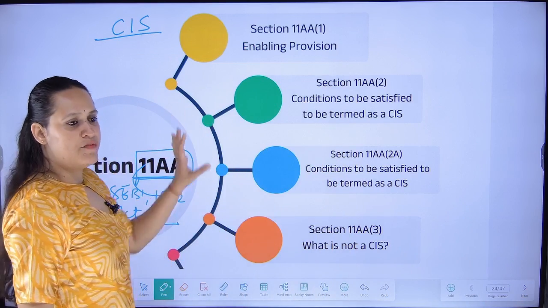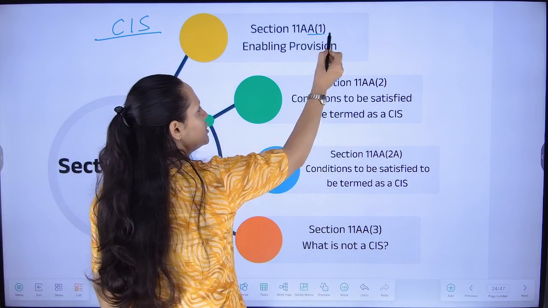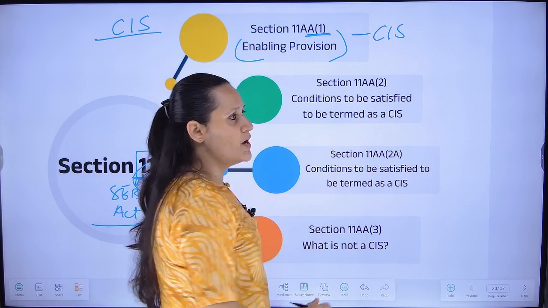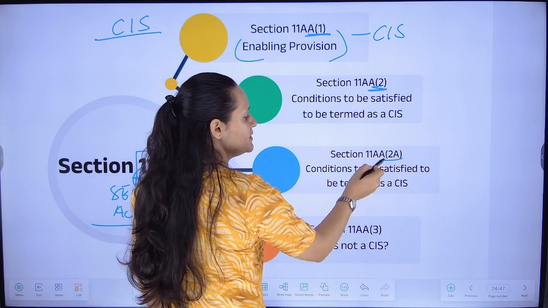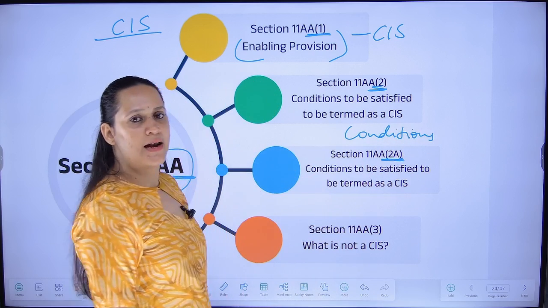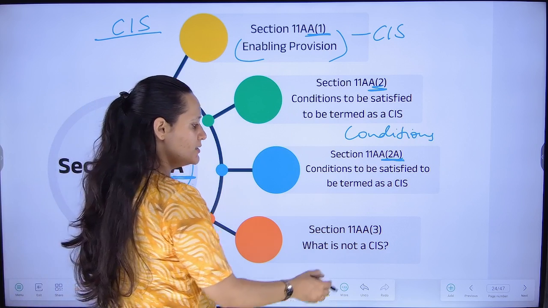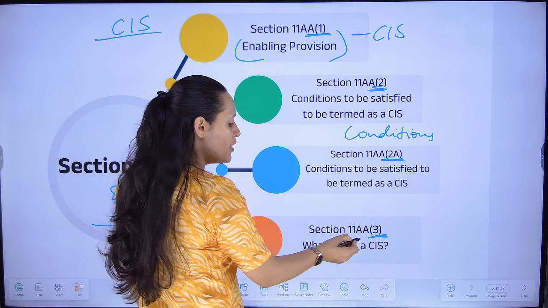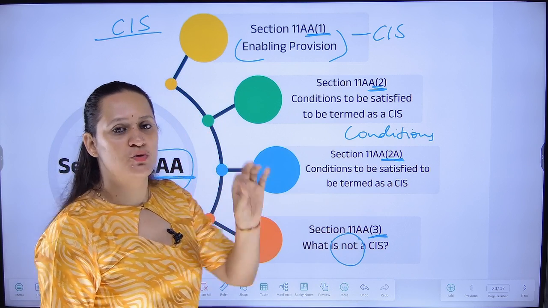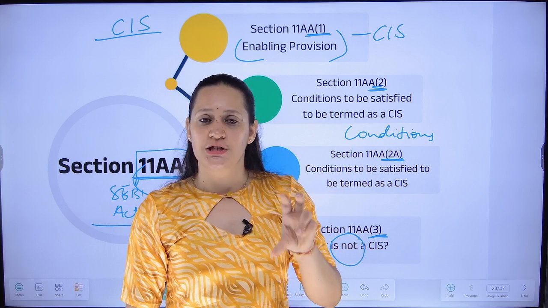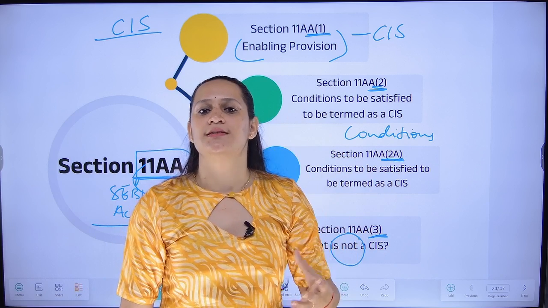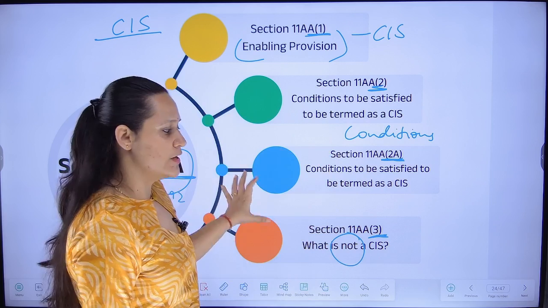According to 11AA, we have 4 subsections. The first subsection talks about the enabling provision. It gives the definition of what is a collective investment scheme. Subsection 2 and subsection 2A give the conditions for being identified as a collective investment scheme or not. And last, subsection 3 talks about what is not considered a collective investment scheme. So 11AA itself gives you the definition of CIS. It lays down the conditions for being eligible to be called a CIS, and also a certain list of activities which shall not be considered a CIS. Okay, this is what we are going to study.